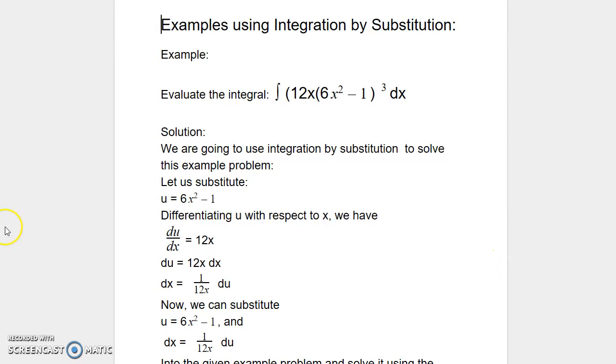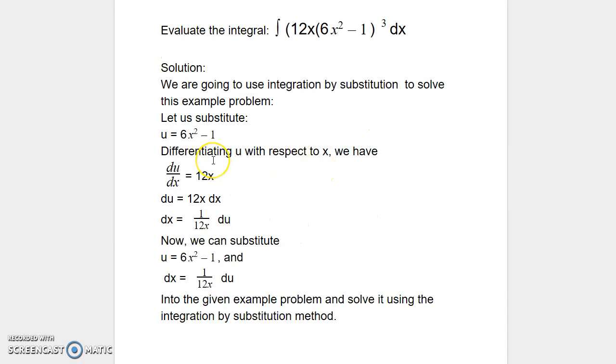In this example, we want to integrate 12x times (6x squared minus 1), the whole thing raised to the power of 3, dx. Okay, so we are going to use the integration by substitution to solve this example problem. Let us substitute u equal to 6x squared minus 1, which is inside this parenthesis here.